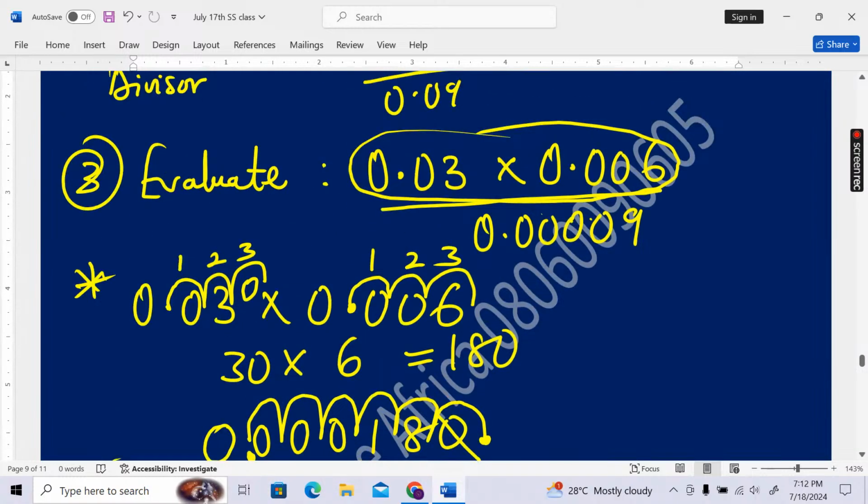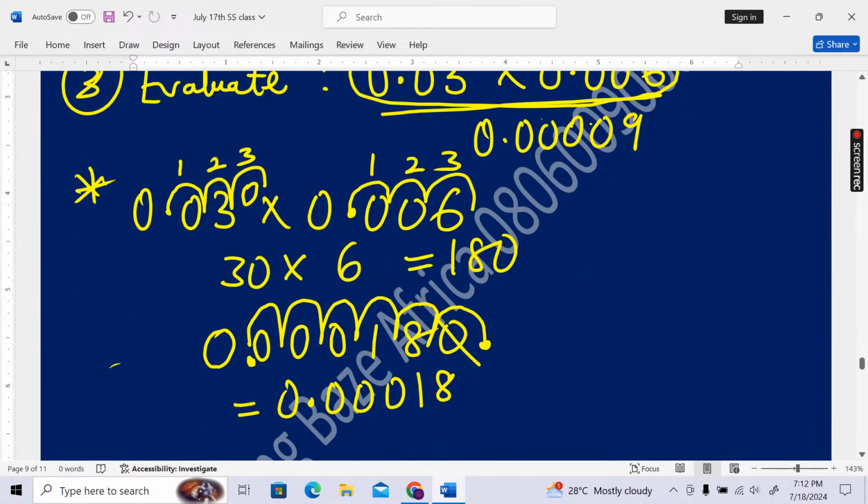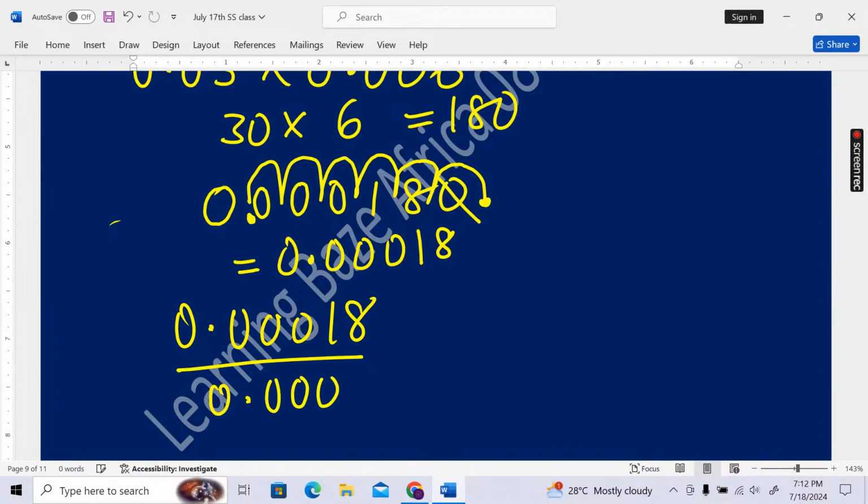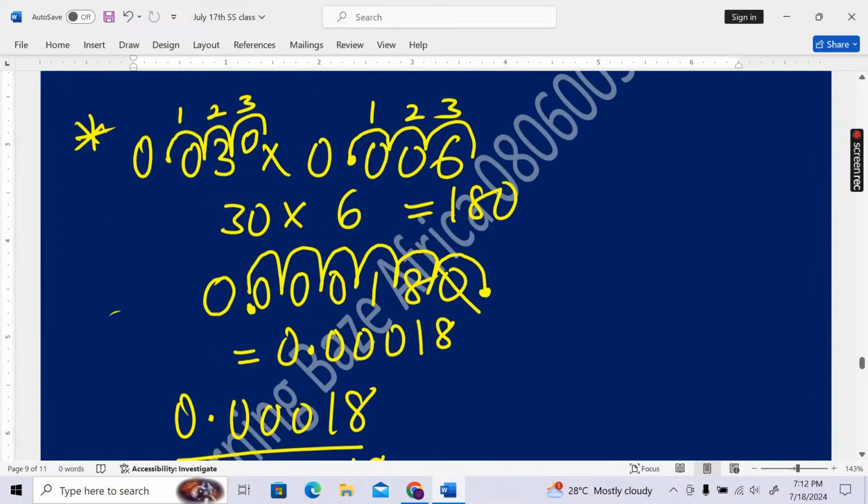We've been able to multiply 0.03 by 0.006. Now let's divide it by 0.00009. What is it going to give us? So that will be 0.00018 divided by 0.00009. I think we have about 4 zeros before 9.